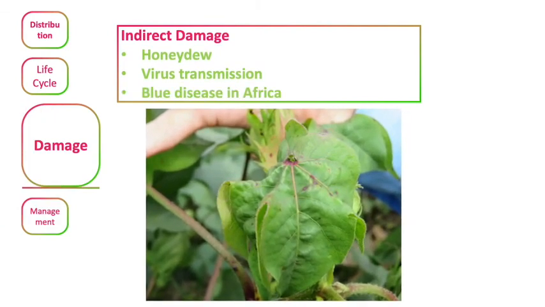Aphid is the only known vector of the virus causing cotton blue disease in Africa. Cotton blue disease decreased the length of the fibers by about 2.5% compared with uninfested controls, although other quality characteristics were unaffected in this disease.